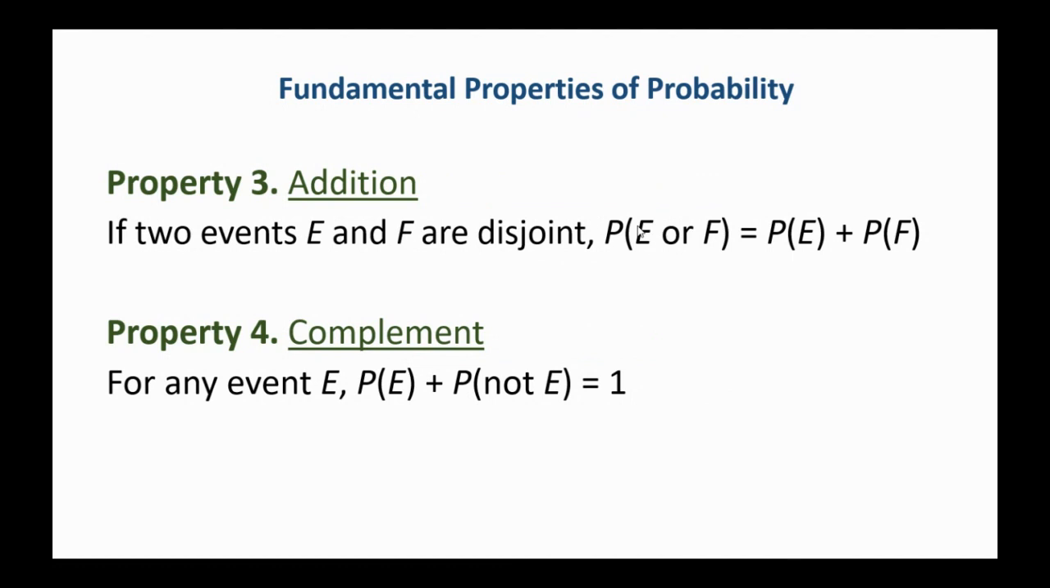So the probability that E or F happens, if they're disjoint, would just be the probability of E plus the probability of F. Now, if they have something in common, like we're going to learn later this week, we can't just add them. There's going to be something else we have to do to them. But if they're disjoint, meaning they have nothing in common, then that would be their probability.